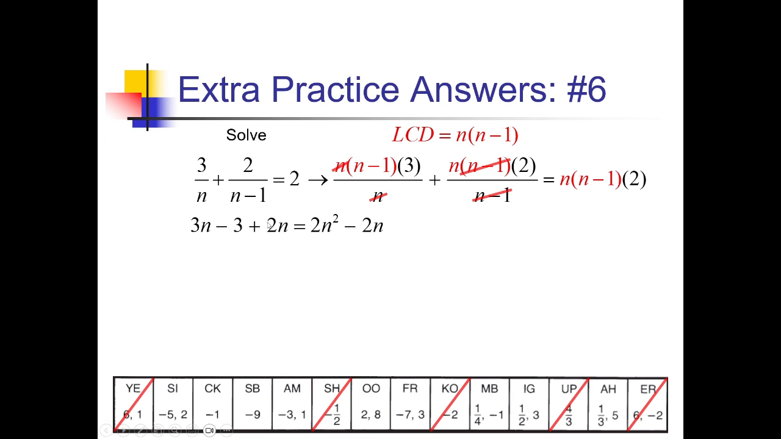In fact, let me clean up the left side a little first. So 3n and 2n gives me 5n. And then I've got negative 3 over there still, and nothing else is changing. Now let me move everything over to the side that has the squared term. So 2n squared, going to stay where it is, stay positive. I'm going to subtract 5n over here. So negative 2n minus 5n gives me a negative 7n. And then I'm going to add 3 over to the side that already has the 2n squared. So that's now a plus 3.